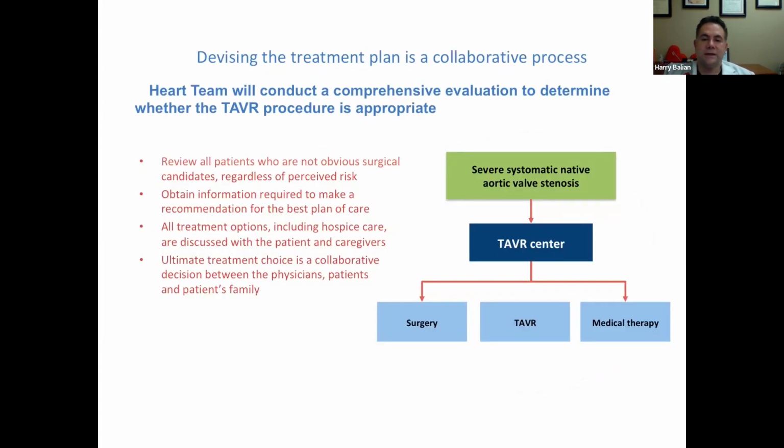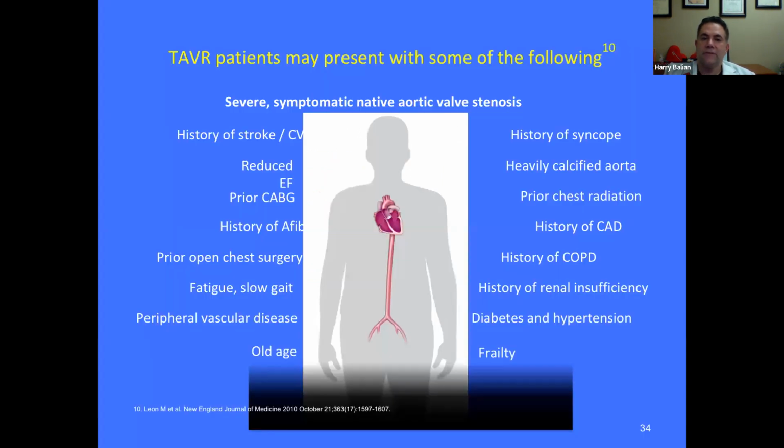So again, this is a team approach. We have to systematically develop a collaborative approach, look at our heart team and have them discuss the patient and make a decision. The TAVR patients represent severe symptomatic patients. They can have a history of strokes, reduced ejection fraction, prior open heart surgery, history of atrial fibrillation. They also are inevitably very fatigued and they have a slow gait. They can have peripheral vascular disease, multiple comorbidities as outlined above.